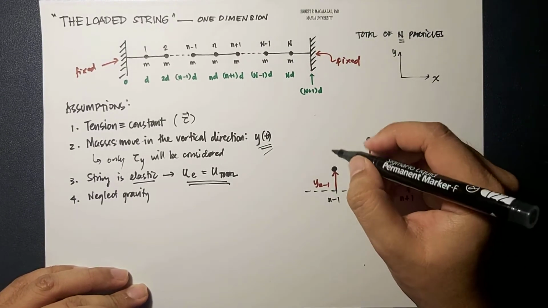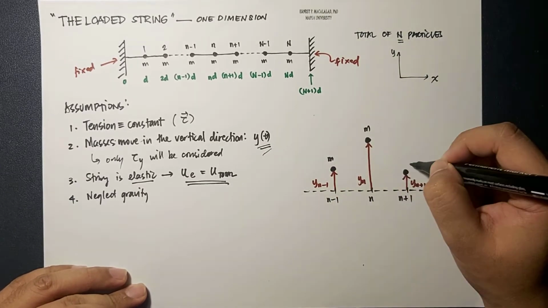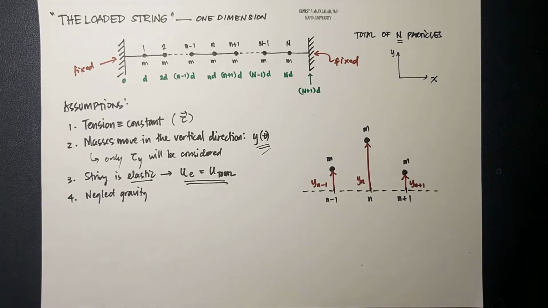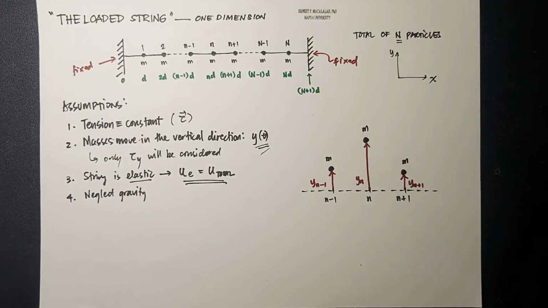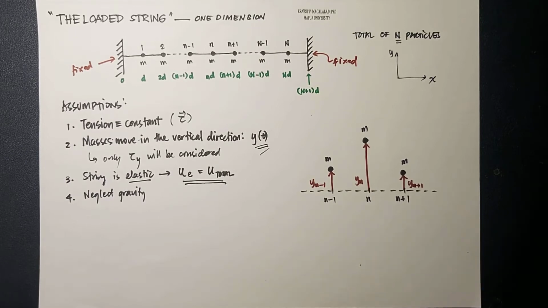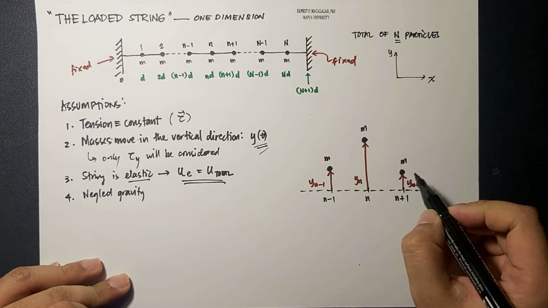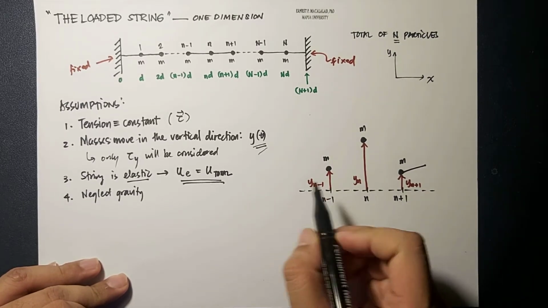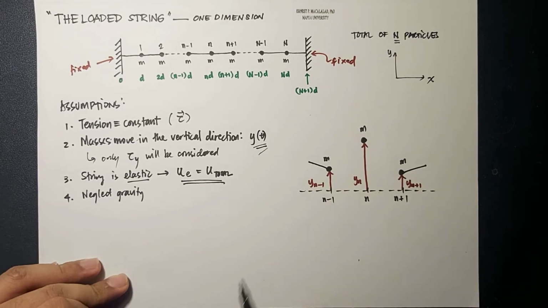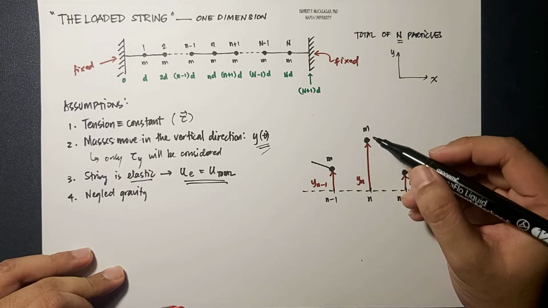Whose masses will be n. Okay, now because this is your representative particle, we assume that with n plus 1 there is another particle connected somewhere there, and with n minus 1 there's another particle connected somewhere there, and this particle is connected to this particle.